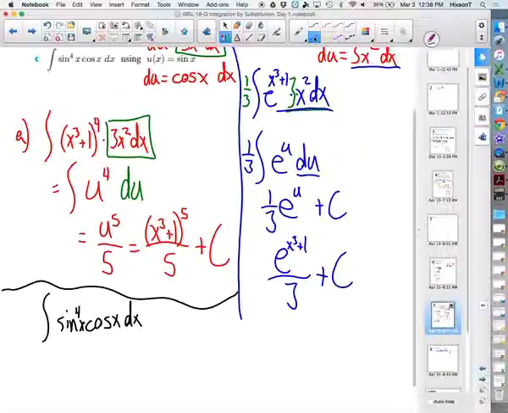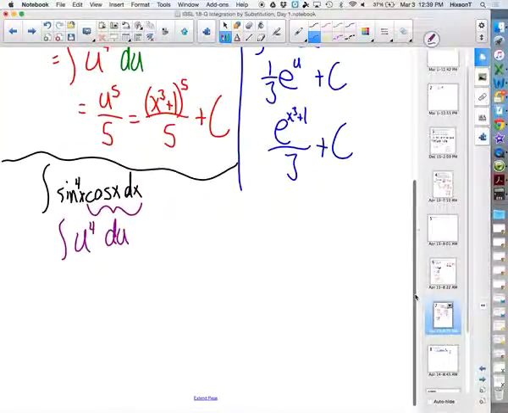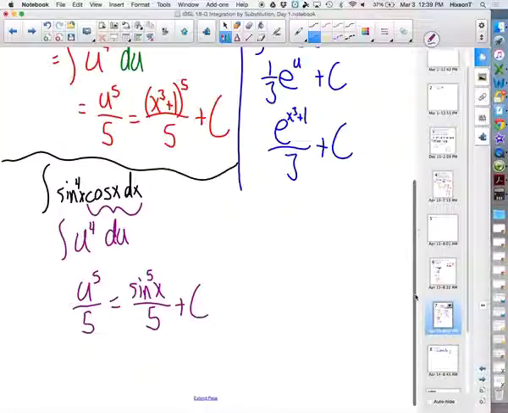Alright, so we identified du to be cosine of x dx. So this right here is du. Sine is u, so we have the integral of u to the 4th du. It's just like the previous one that we had done up here. We just have a different u in this case. So we got u to the 5th over 5. But now when we substitute u back in, u was sine x, so it's sine to the 5th x over 5 plus c.